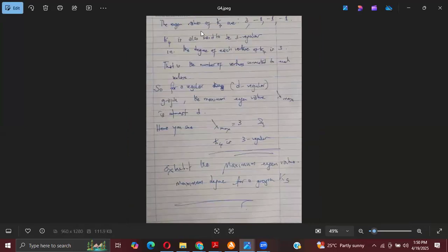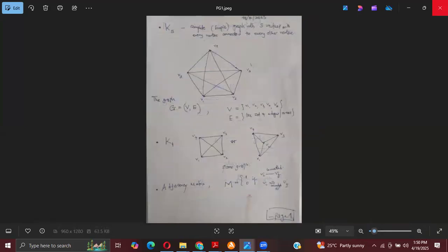So K4 is said to be 3-regular. And anyway, I can say many more things, but at least for now, I want to stop there.